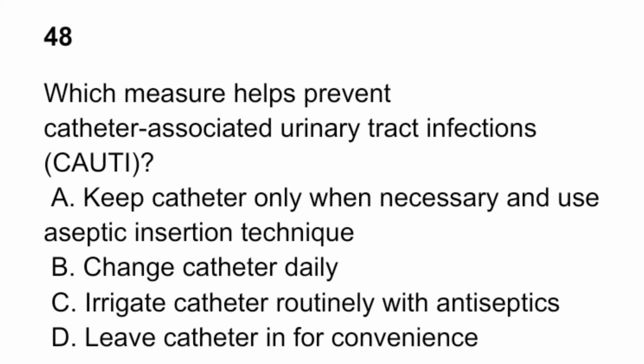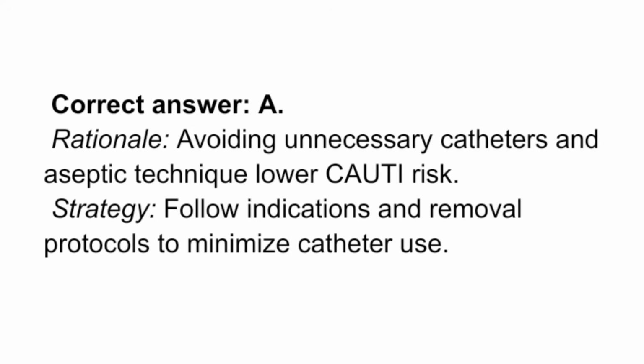48. Which measure helps prevent catheter-associated urinary tract infections, CAUTI? A. Keep catheter only when necessary and use aseptic insertion technique. B. Change catheter daily. C. Irrigate catheter routinely with antiseptics. D. Leave catheter in for convenience. Correct answer, A. Rationale, avoiding unnecessary catheters and aseptic technique lower CAUTI risk. Strategy, follow indications and removal protocols to minimize catheter use.